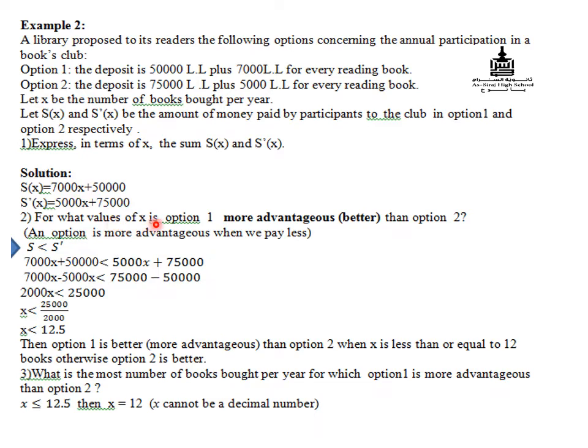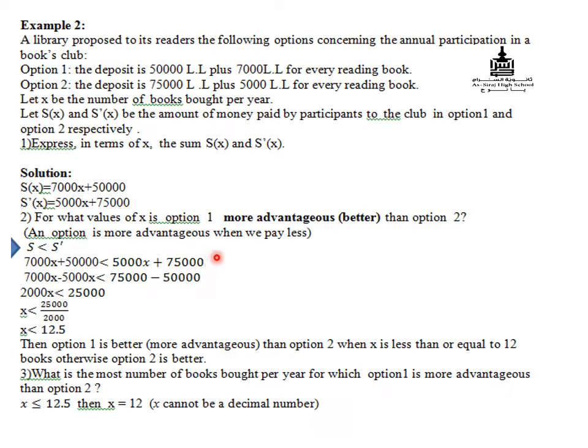For what values of x is option 1 more advantageous or better than option 2? An option is more advantageous than another option when we pay less, which means option 1 is better than option 2 when S of x is less than S prime of x. So use the results you got before. So 7,000x plus 50,000 less than 5,000x plus 75,000.